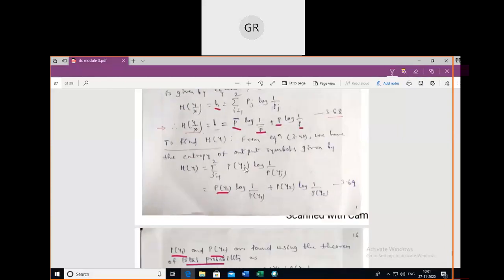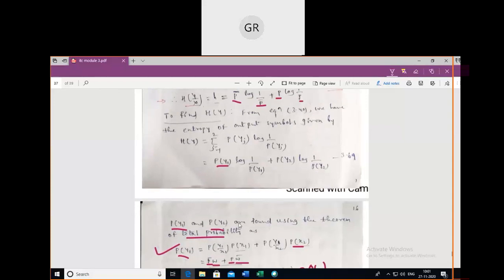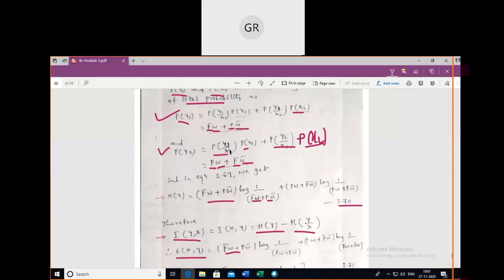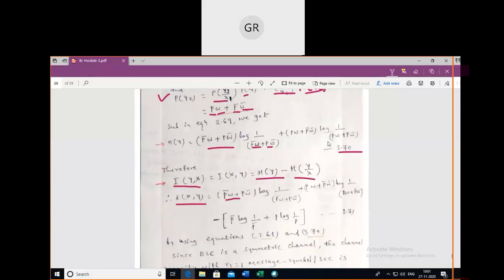Similarly, to find H of Y, we can use the theorem of total probability. H of Y is equal to summation of j equal to 1 to 2 P of Yj log of 1 divided by P of Yj, that is P of Y1 log of 1 divided by P of Y1 plus P of Y2 log of 1 divided by P of Y2. So how can we find the output probabilities using conditional probability? This equation. Just remember this equation, it's very, very important. This equation and this equation. Substitute those P of X1 values and conditional probability values, and we get H of Y, this one.